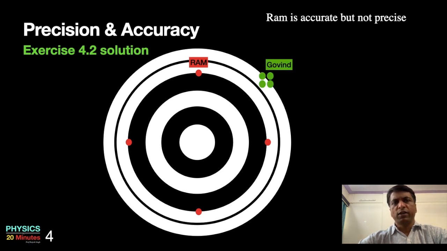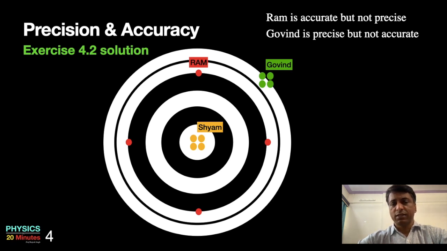All of Govind's four bullets hit very close to a point. So he is very precise, but he is not very accurate because the target is the center and he is hitting far away from the center. Shyam's all four bullets hit exactly at the center and very close to each other. So he is very precise as well as very accurate.